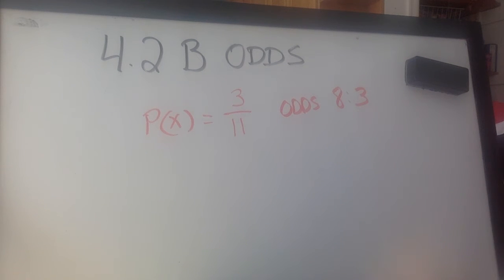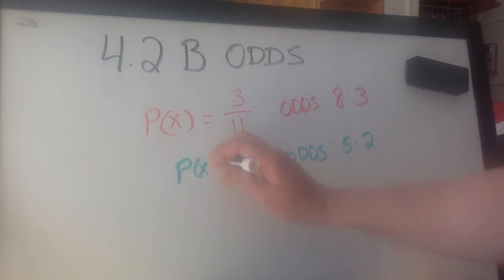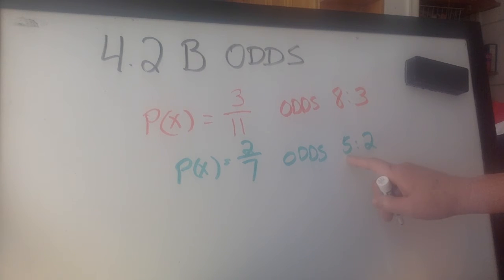Let's do the other way now. Let's say the odds are 5 to 2. What is the probability? The second number is how many times you were successful. And now I add these two to get the bottom number, the denominator. So I will lose 5 times, and I will win 2 times. So the probability is 2 out of 7. Okay? That's all odds are.